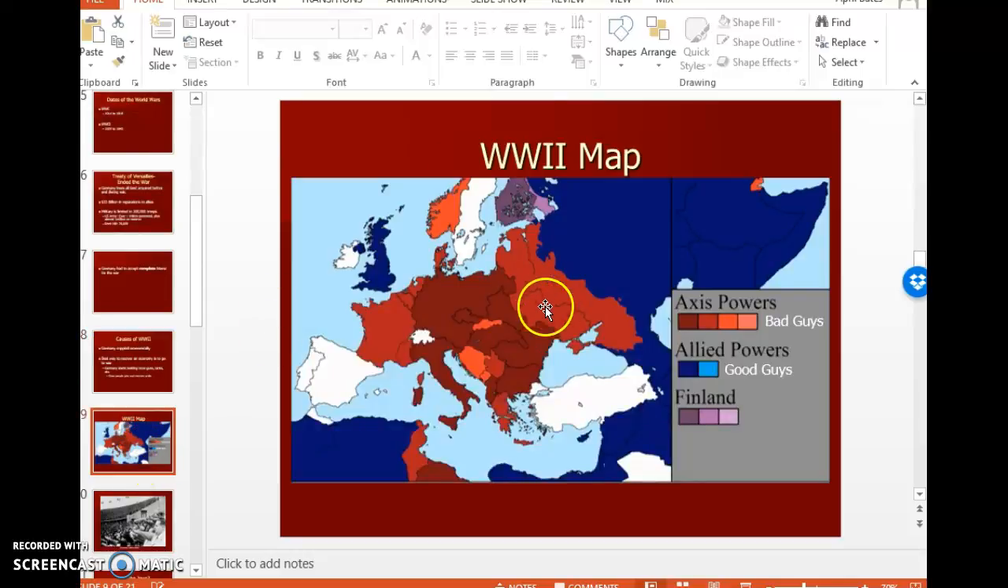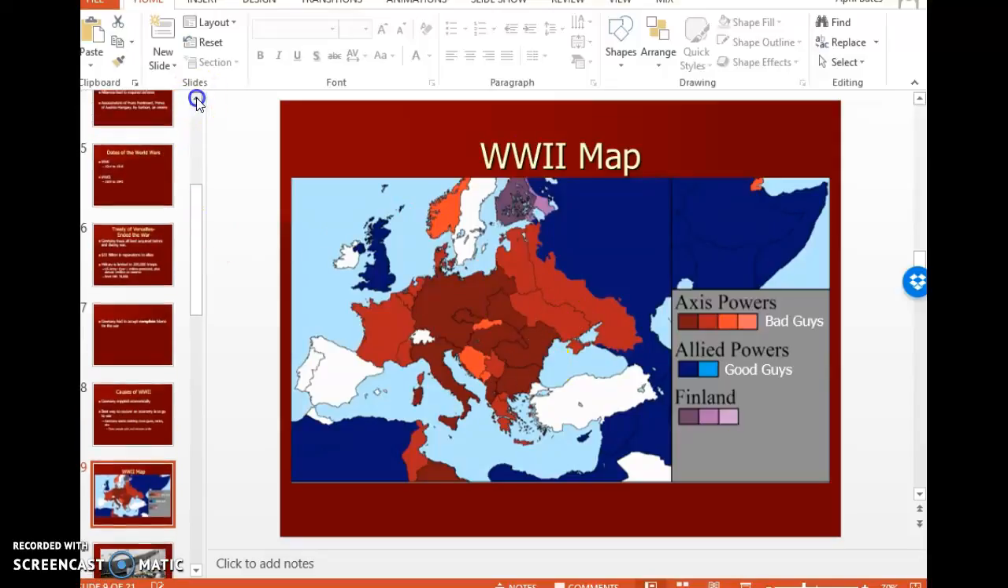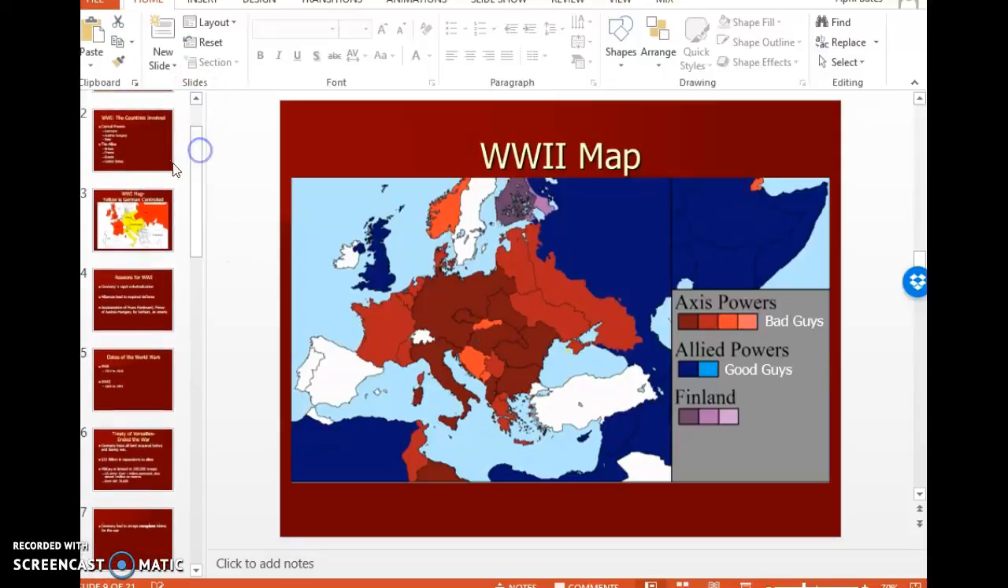So now our map turns into this. We've got our Axis powers, the bad guys. They're in the red. We've got our Allied powers. These were the good guys. So this would be Britain, Russia. Over here, somewhere we have America. Look how different the map looks compared to what we saw before.